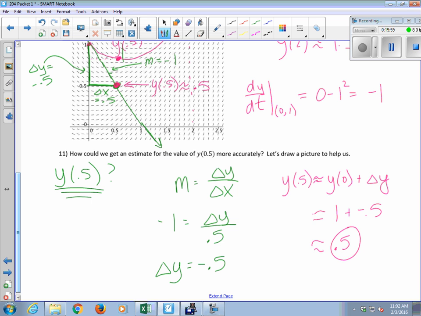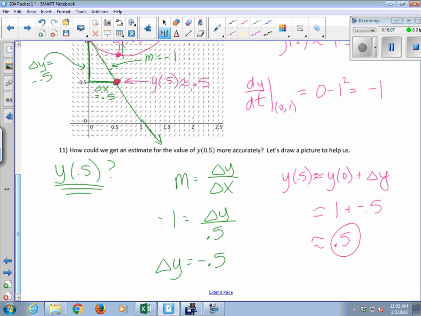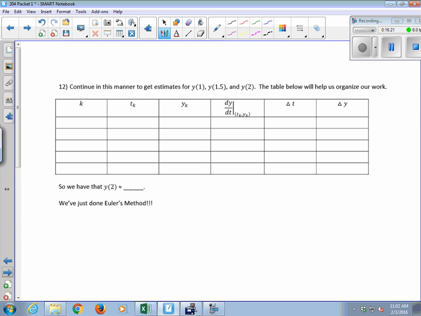So that is Euler's method. And we can continue. I'm going to continue to do this to get y of 1, y of 1.5, and y of 2. I'm just going to keep taking delta x steps. Sorry, I should have said delta t. Those are all delta t's. I'm going to keep stepping by 0.5 along t and get values for the solution function y.